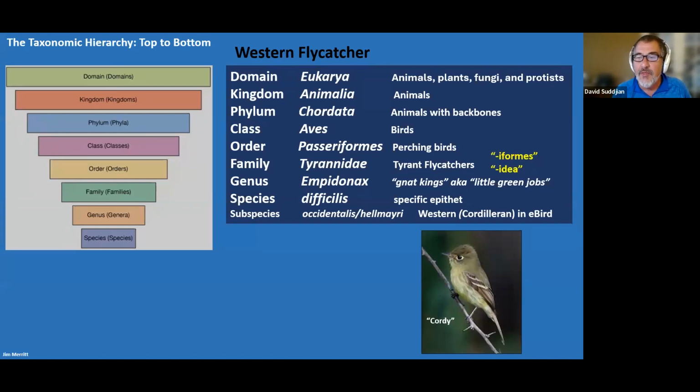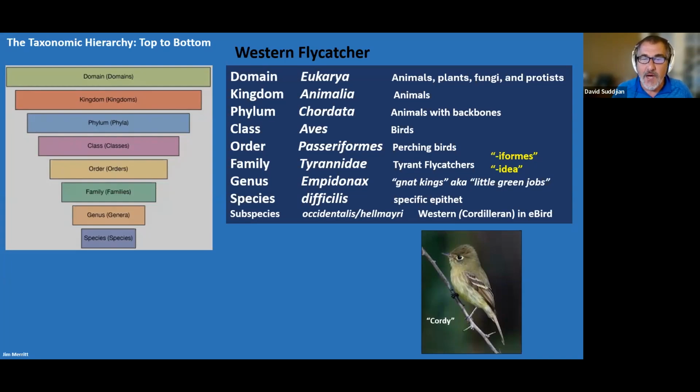So notice with the orders and families, they have particular endings for birds that are consistent. So orders always end in the suffix -iformes, and families end in the suffix -idae. So Tyrannidae, Passeriformes. You'll always encounter those particular endings for those two particular levels in our taxonomic hierarchy.